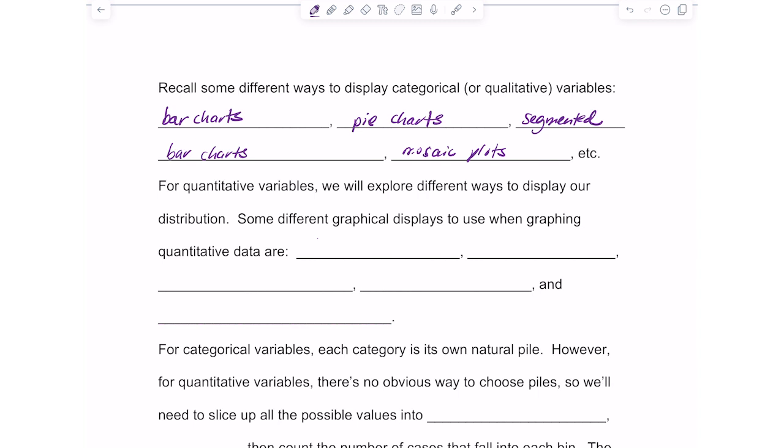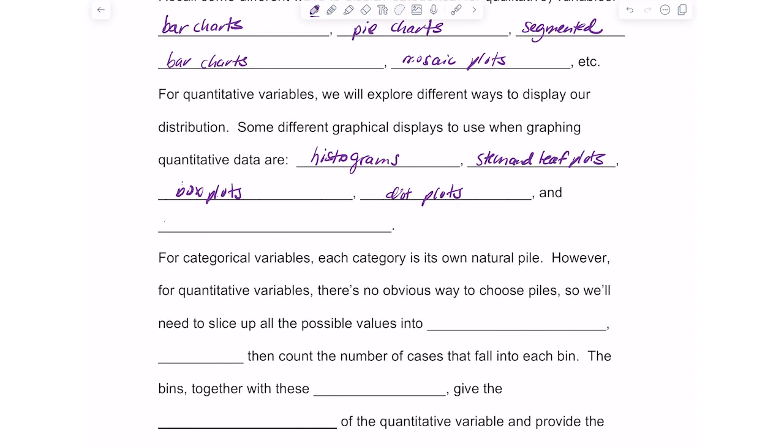And some of those graphical displays we can use for quantitative data include histograms, stem and leaf plots, box plots, dot plots, and cumulative distribution graphs, also known as ogives.